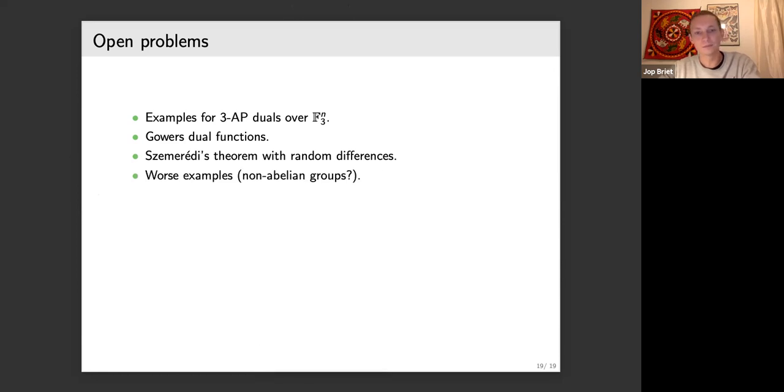And finally, I think this is interesting mostly from the perspective of coding theory, is if there are worse examples. So examples that show you, for example, 3 AP dual functions contain even larger Boolean hypercubes than the ones I showed you already. And so there's a lot of freedom in answering this question in a good way. You can stick with the groups I've mentioned. You can also consider what happens when you go to other groups. Maybe non-abelian groups give you even worse examples. And that concludes what I wanted to say.